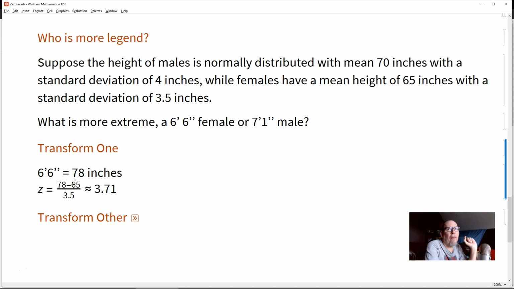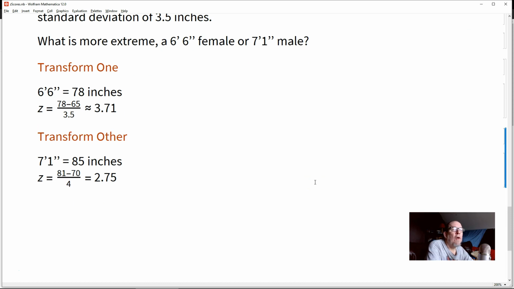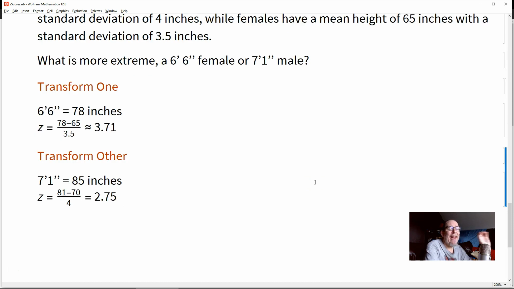And we know something about that. That's very unlikely. That's way in the 99.99 range. Okay? Now, let's transform the other one and see what we get. So the other one is 7 foot 1 inch. That's 85 inches. 7 times 12 is 84, plus 1 is 85. I think I did that right. Oh, wait a minute. 84, 85. Yeah, I think I did that right.